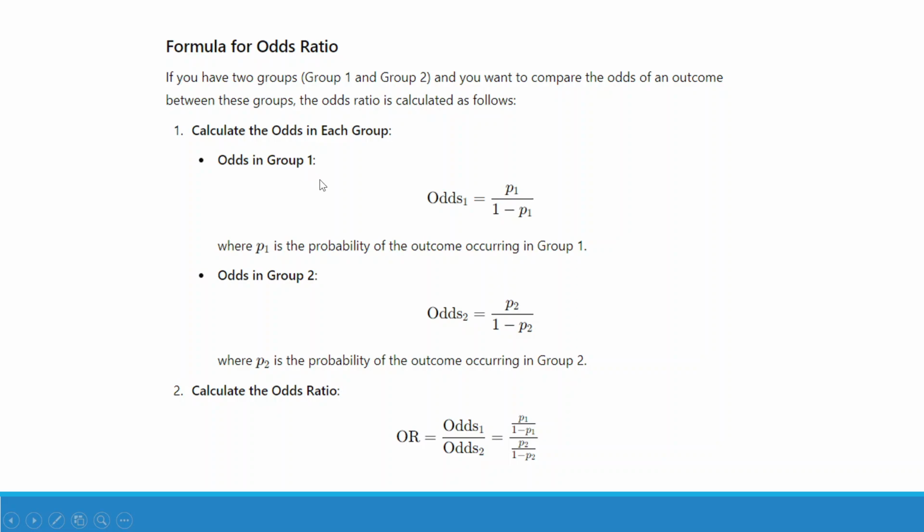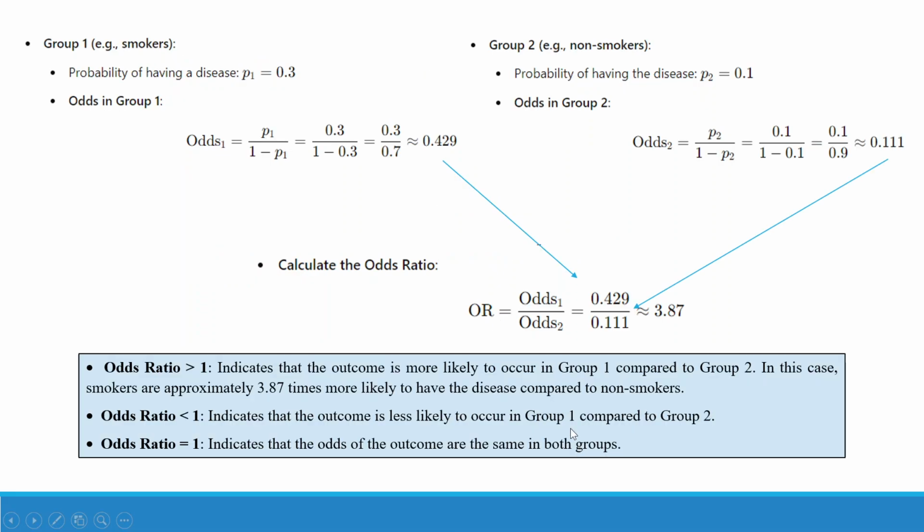Odds in group 1. So odds 1 is equal to the success probability of group 1 divided by the failure probability of group 1. So where P1 is the probability of the outcome occurring in group 1. Odds in group 2. Odds 2 is equal to P2 upon 1 minus P2. Again, success divided by failure. Now how to calculate the odds ratio? So the odds ratio is equal to odds 1 divided by odds 2. So we will substitute their values, P1 upon 1 minus P1 divided by P2 upon 1 minus P2.